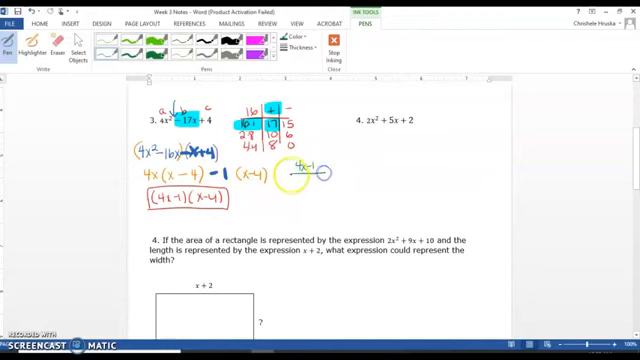So we have 4x minus 1 and x minus 4, and we're going to multiply. 4x times x is 4x squared. Negative 1 times x is negative x. 4x times negative 4 is negative 16x, and negative 4 times negative 1 is positive 4. If I look at combining my like terms, negative 16x minus x is negative 17x. And that's exactly what I started with.